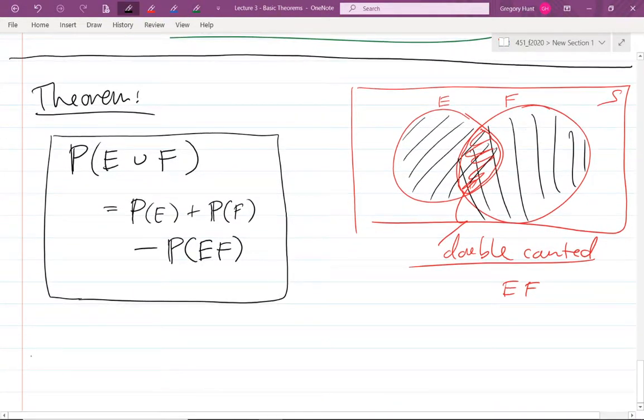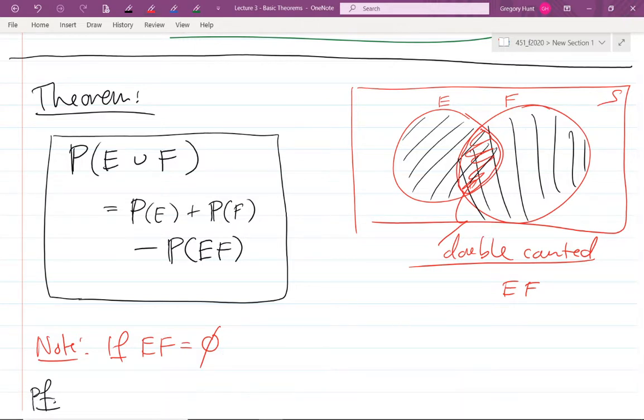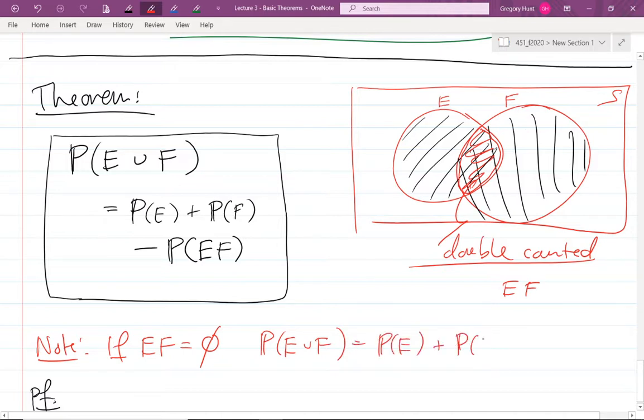So we're going to do a proof of it. Note here, if E and F are disjoint, so E intersect F is empty, then the additivity axiom comes into play again, right? The additivity axiom says that the probability of E union F should be the probability of E plus the probability of F. Not super legible. Let's try that again. Probability of F.